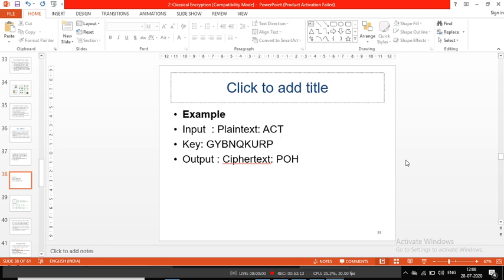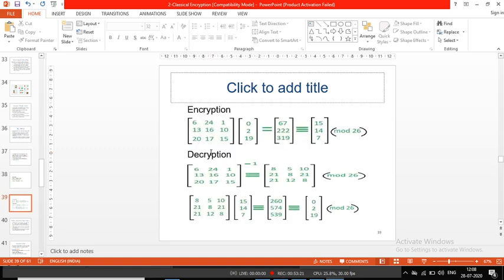What is the value for G? You already wrote A is 0, B is 1, like that. So what is the value for G? 6.